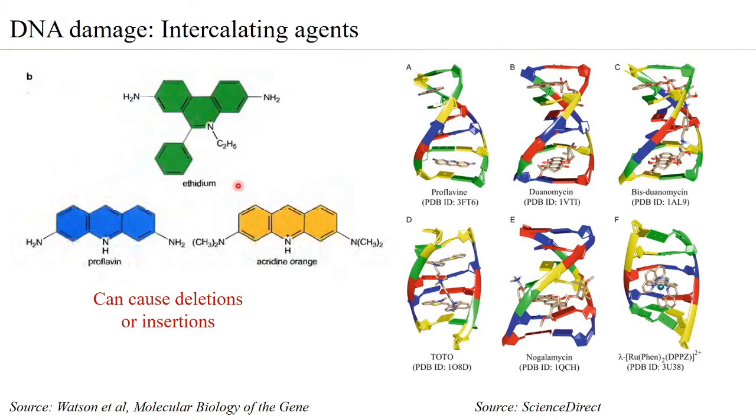agent in DNA studies. But as mentioned, because it can cause deletion and insertion, it is carcinogenic. Therefore, while handling ethidium bromide, one has to be extremely careful. One ought to wear gloves while handling it, and discard it very carefully to ensure that nobody is exposed to it. So safety measures have to be taken while working with these intercalating agents.